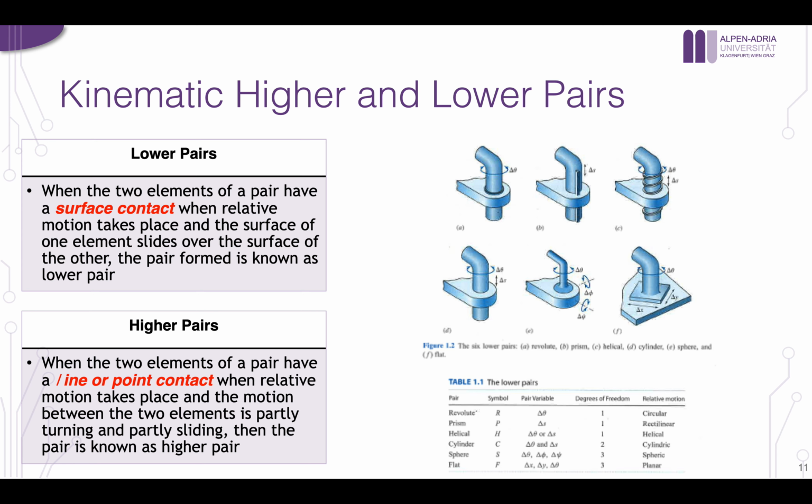Point or line contact are called higher pairs. An example of that is cams. I will show you one example of cams later. There is really either line contact or point contact between 2 objects. If there's more than line or point contact, then it is a lower pair, and the most common joints are lower pairs.